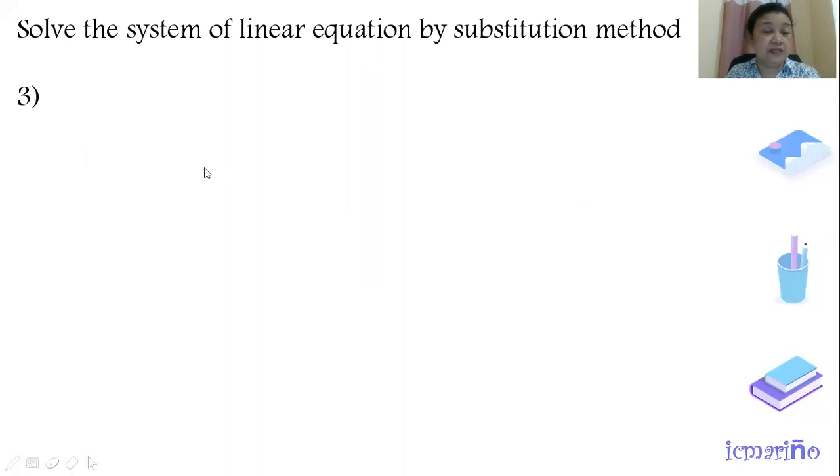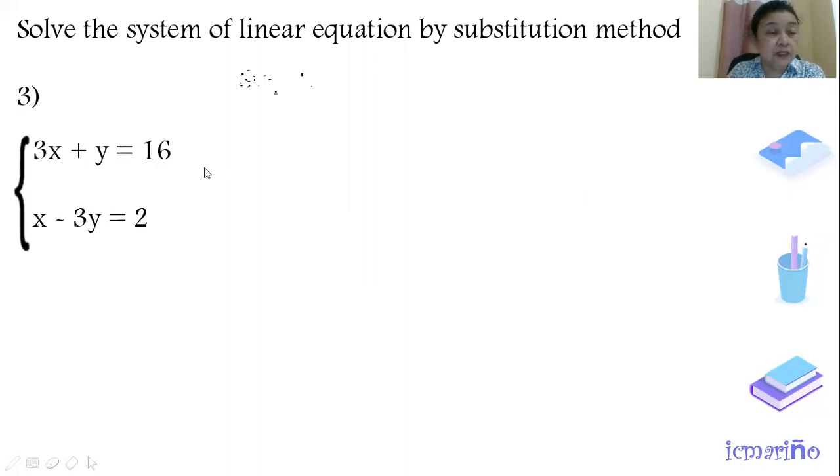Okay, number 3. x plus y equals 16 and x minus 3y equals 2. Now, in these equations, wala pa tayong pwedeng i-substitute kasi wala pa tayong value for y, wala pa rin tayong value for x. So we can choose from these two equations, alin ang uunahin natin.